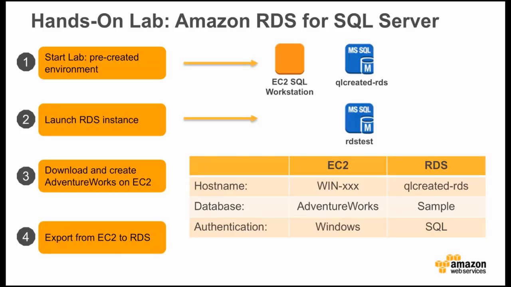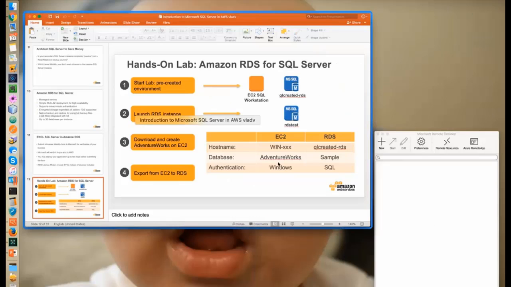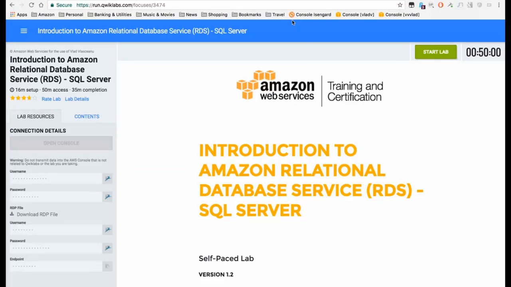So I'm going to switch over from the presentation view to my web browser screen. And what I have here open is the lab environment with the link to the introduction to Amazon Relational Database Service, RDS SQL Server Lab. The link that you will be receiving later today will also contain the necessary instructions for you to get here. And like Quentin mentioned at the beginning, you will have to have an account with QuickLabs, our lab provider.